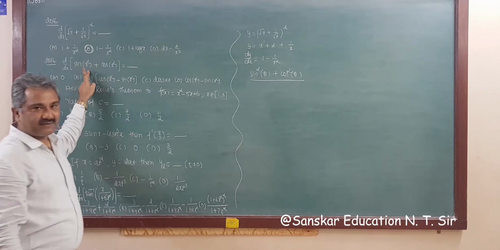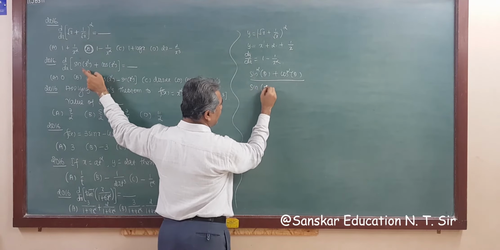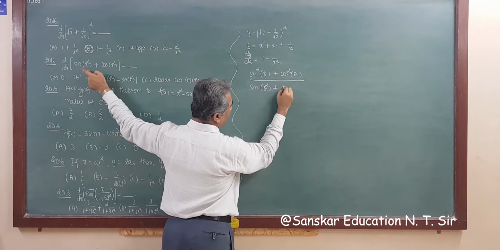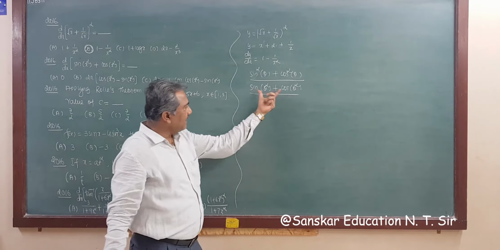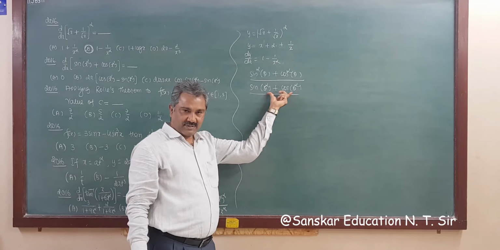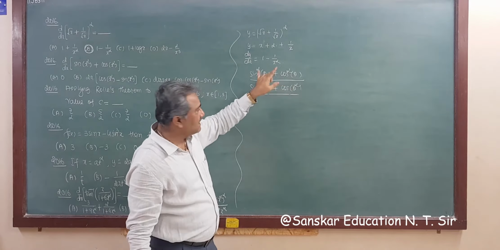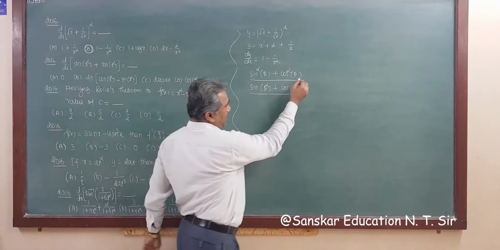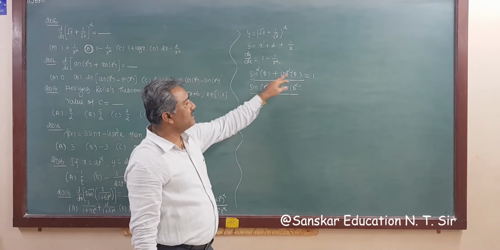This is not sin square theta plus cos square theta. This is of the form sin theta square plus cos theta square. So only the angles are the same, theta square. Here the angles are the same as well as sin square plus cos square. So the answer of this is 1. The answer of this identity is 1.